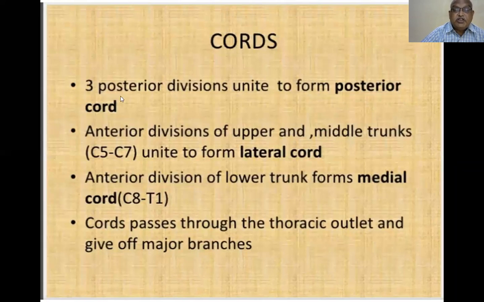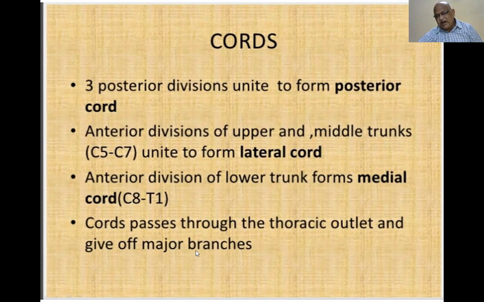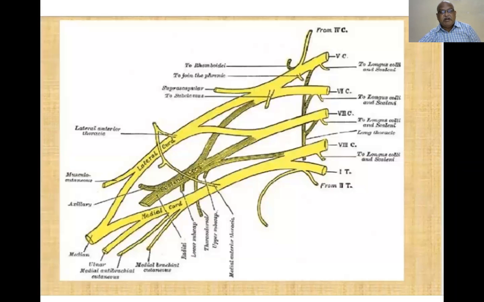Now cords. The three posterior divisions unite to form the posterior cord. Anterior divisions of the upper and middle trunks unite to form the lateral cord. Anterior division of the lower trunk itself forms the medial cord. Cords pass through the thoracic outlet and give off major branches. From the posterior cord only the axillary nerve and radial nerve come. The median nerve, ulnar nerve, and musculocutaneous nerve come from the anterior divisions of the cords of the brachial plexus.